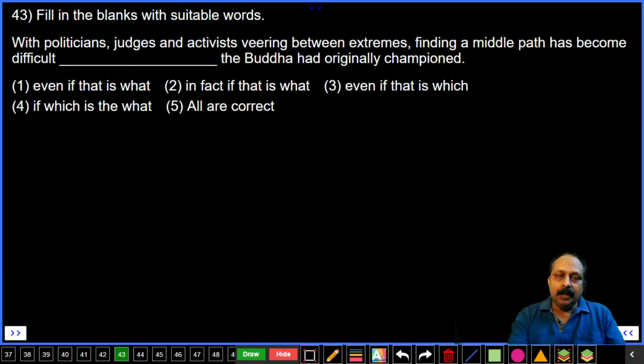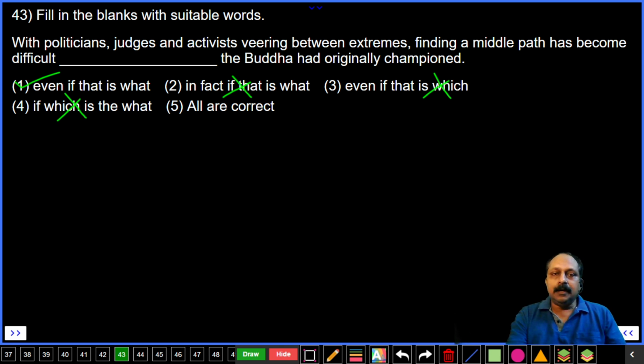With politicians, judges, and activists veering between extremes, finding a middle path has become difficult. The Buddha had originally championed. "Even if that is what the Buddha", this seems right. "In fact, if that is what", in fact, you don't have to use here. "Even if that is which" is not correct. "If which is the what" is grammatically not at all correct. Answer is the first option.